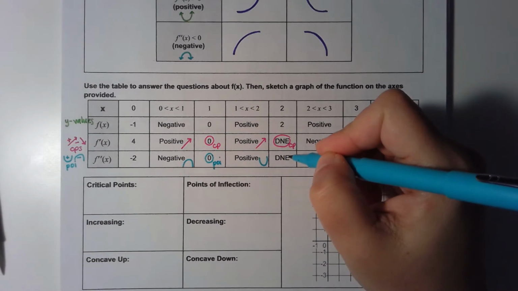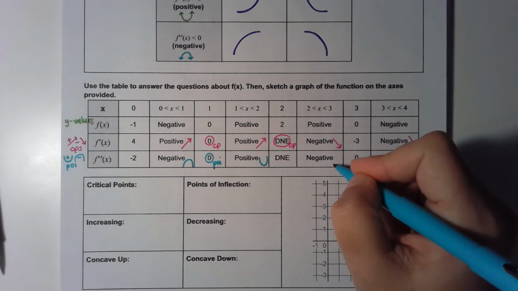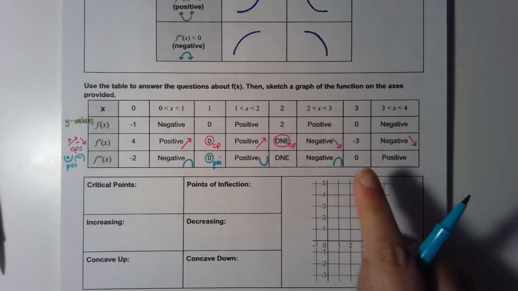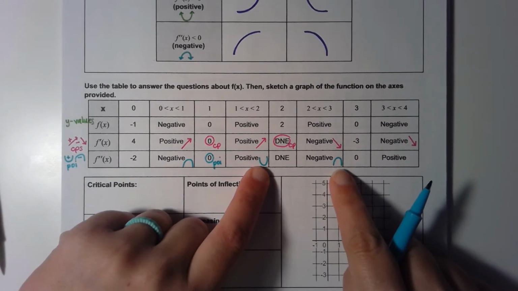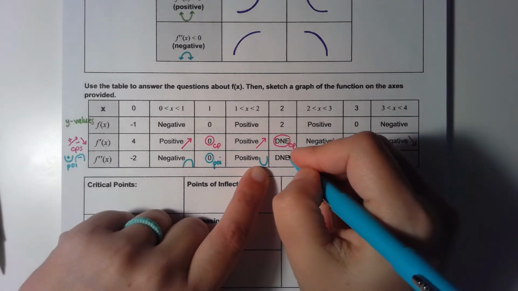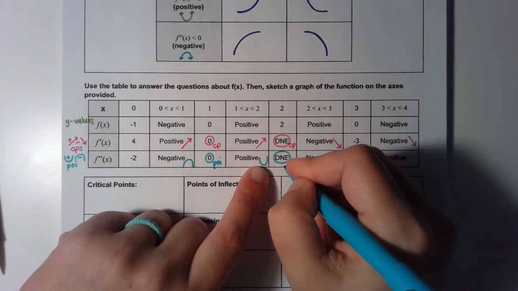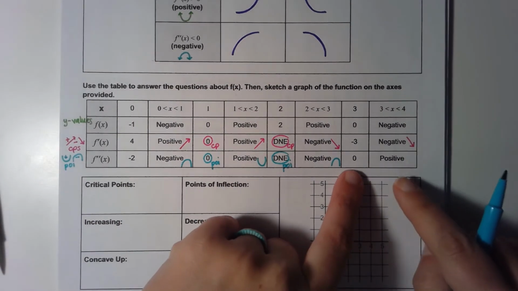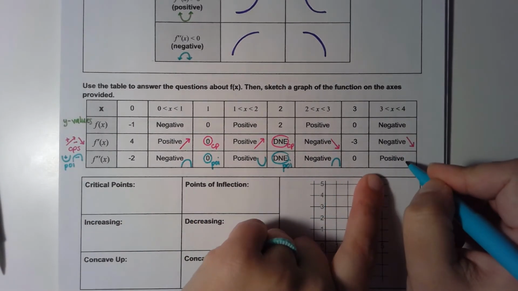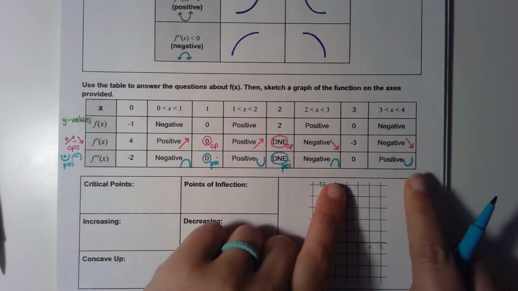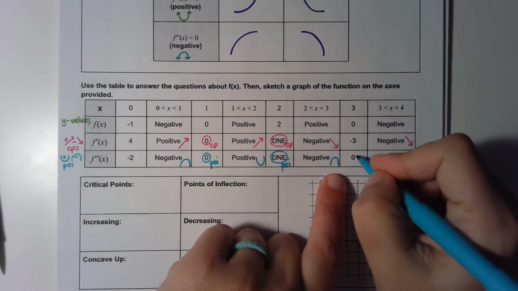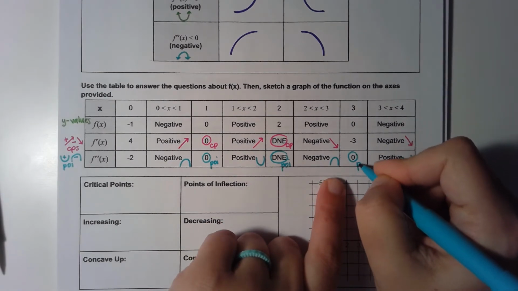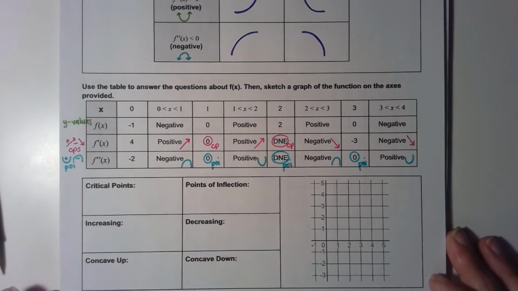Then the second derivative does not exist, and then the second derivative is negative, which is concave down. Once again, the second derivative changed signs, and therefore this is another point of inflection on the graph. And then the second derivative is 0, and then the second derivative is positive. So once again, the second derivative changed signs. So this is another point of inflection on the graph.